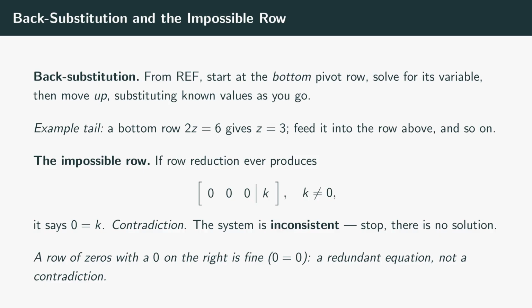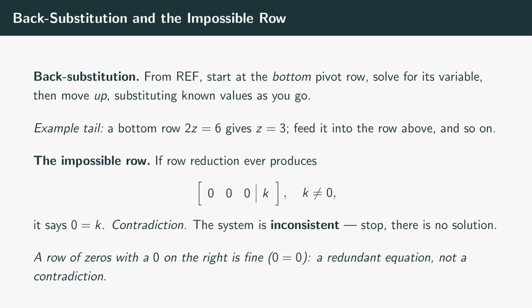Now the crucial special case. Suppose row reduction produces a row that is all zeros to the left of the bar but has a non-zero number on the right. That row claims 0 equals some non-zero number, a flat contradiction. The moment you see it, you can stop. The system is inconsistent and has no solution.